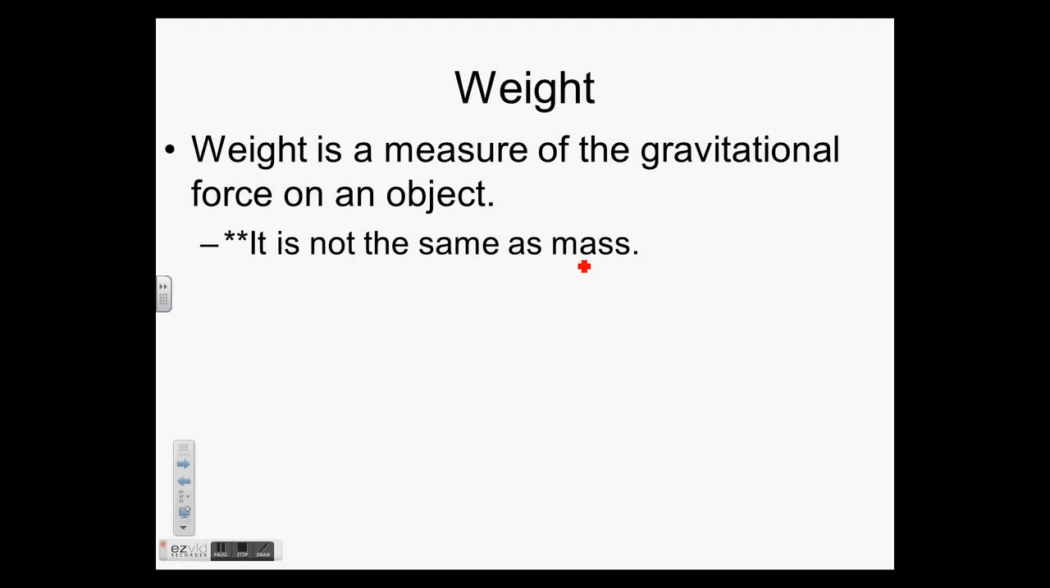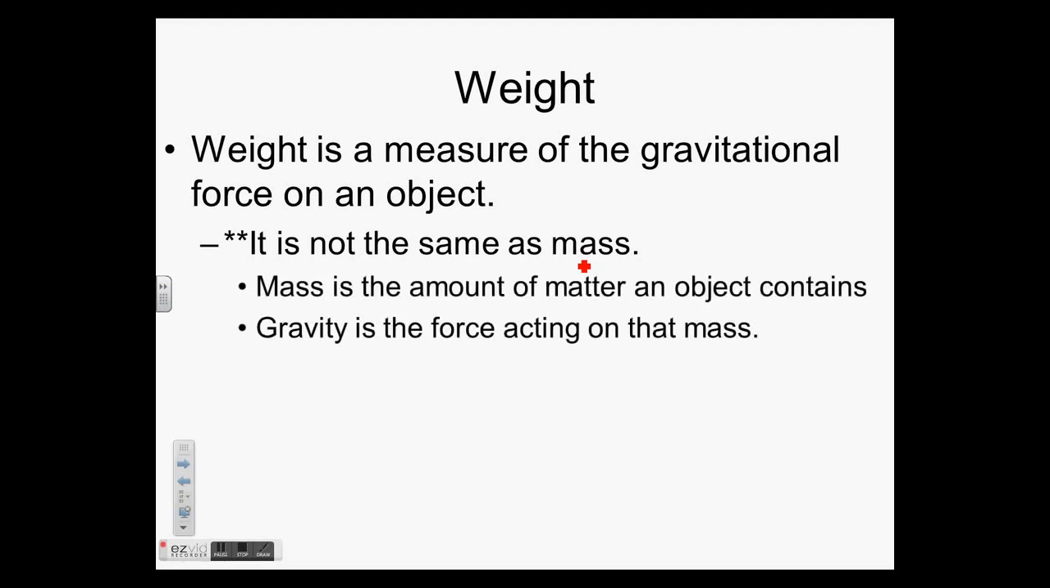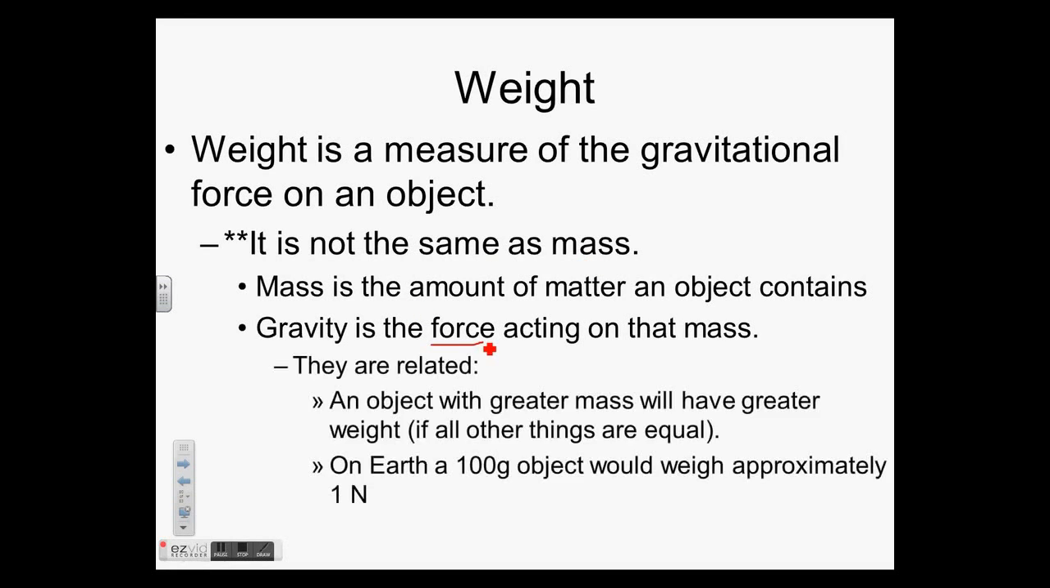Okay, so weight. We're just talking about it. Weight is a measure of the gravitational force on an object. It is not the same as mass. We just saw that in my last example about the gold. Okay, mass is the amount of matter an object contains. Gravity is the force acting on that mass. So they're definitely similar. Mass is the amount of matter in the object. Gravity is the force acting on that mass.